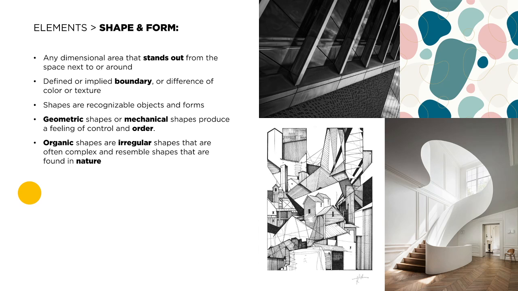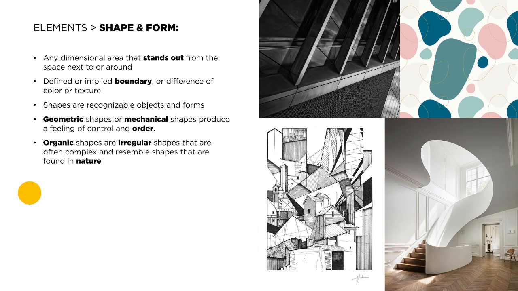They have some sort of boundary. Maybe it's defined, maybe it's implied, because of a difference in color or texture or something like that. But that's how we tell different forms apart from one another. The shapes are recognizable objects and forms, and we have names for them: circle, triangle, square, that kind of stuff.